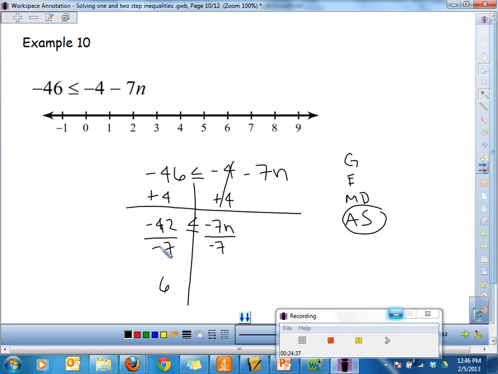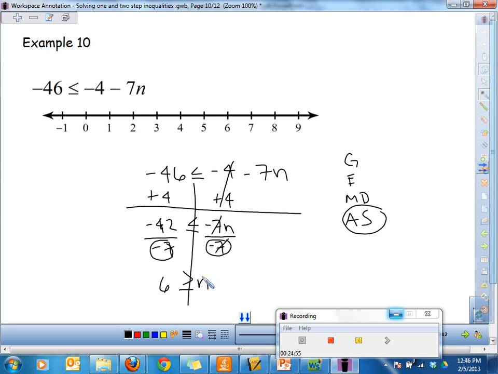Now, you'll notice, look here, we divided by a negative. Because I divided by a negative, I need to flip my sign. And I have that 6 is greater than or equal to, these cancel, n.